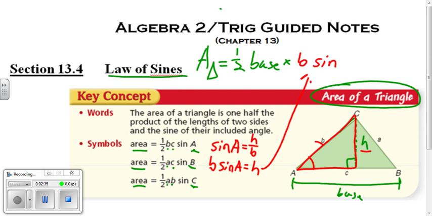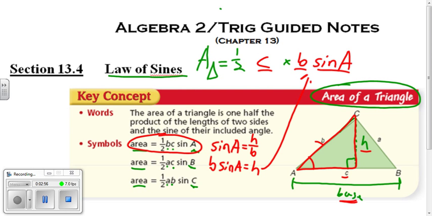b sine A. Our base, right here we said was c, so we'll get rid of that one right there. So now we have area of the triangle equals 1/2 b times c times sine A. That's where this one came from. You can derive it multiple ways.